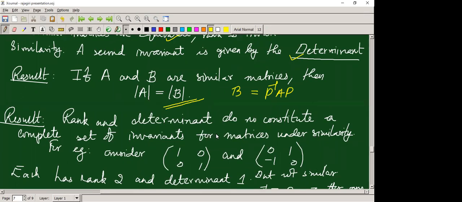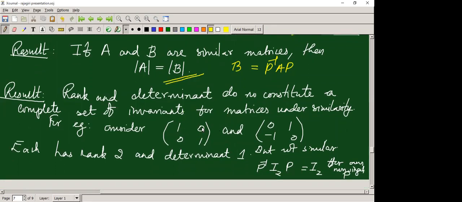So these two invariants are not sufficient to completely characterize the collection of all the invariants of the equivalence relation similarity. So rank and determinant do not constitute a complete set of invariants for matrices under similarity. For example, consider the matrices [1 0; 0 1] and [0 1; -1 0]. This matrix is of rank 2, this matrix is of rank 2, and this matrix is of determinant 1, and the determinant of this matrix is also 1.